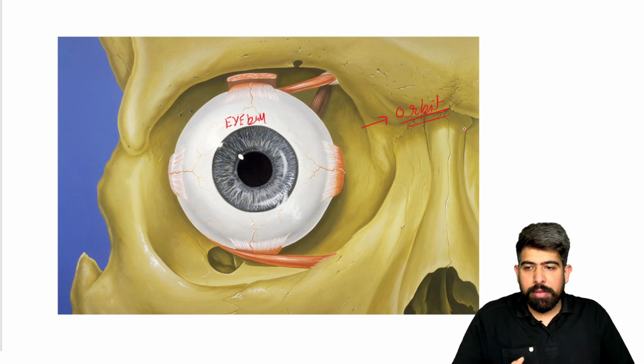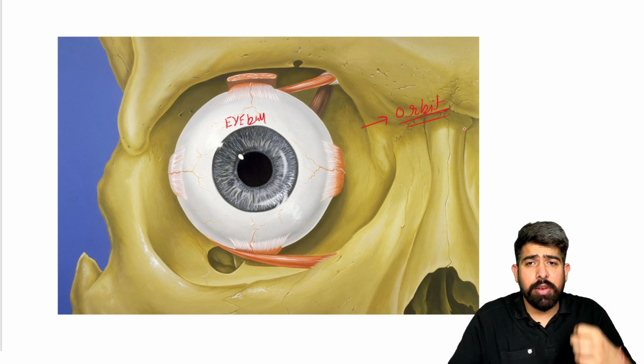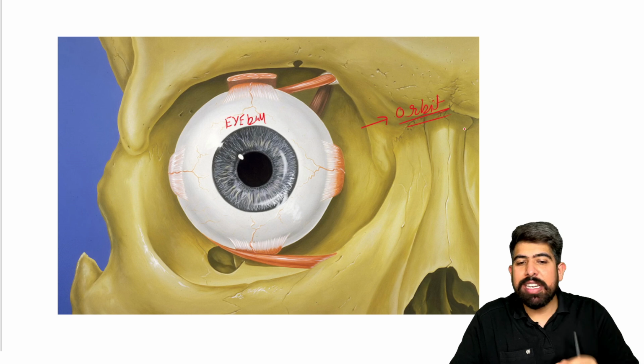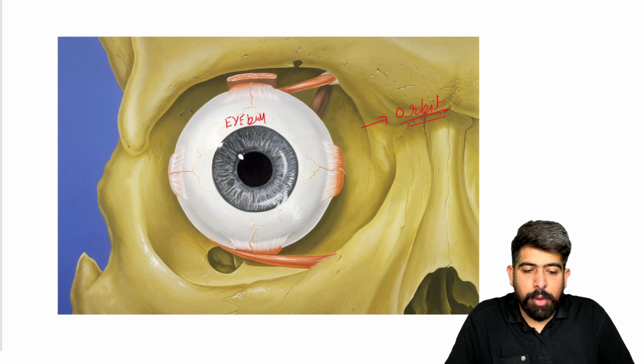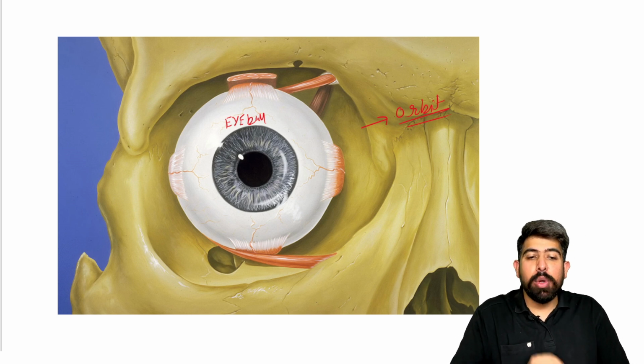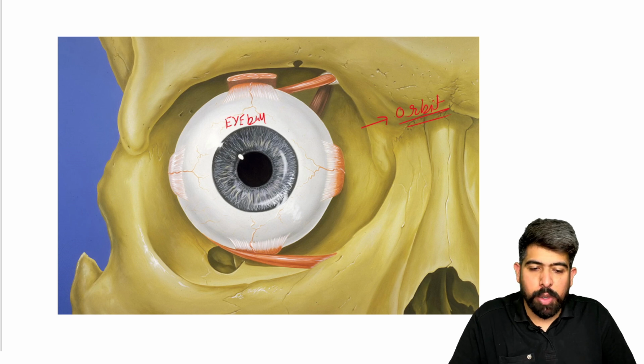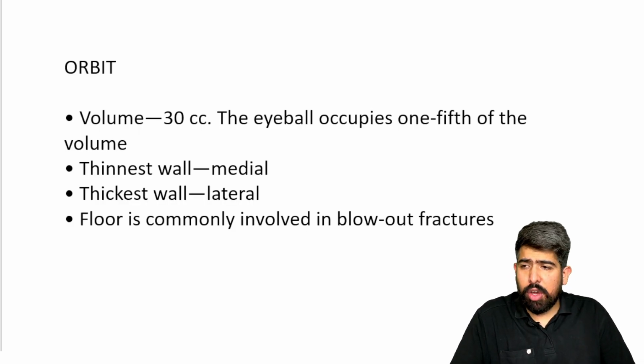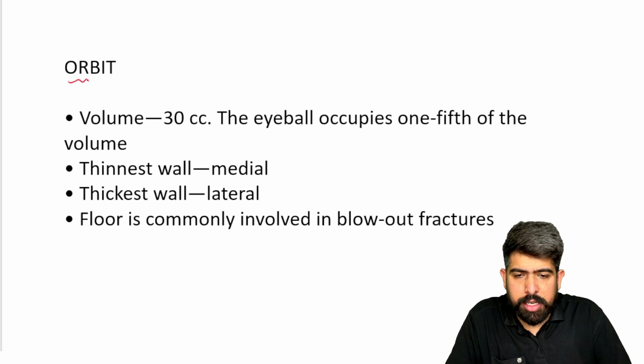So we have the eyeball. As you already know, this eyeball is situated inside the skull, in this bony cavity. This bony cavity is known as your orbit. Now we have to talk about some dimensions of our orbit also.